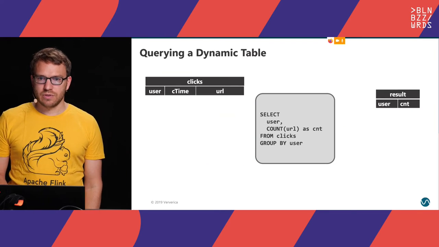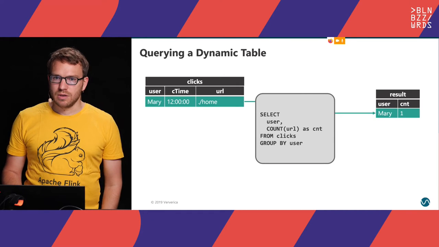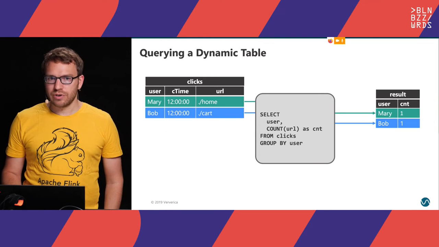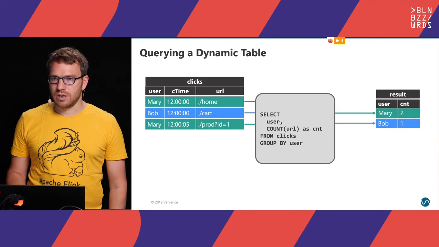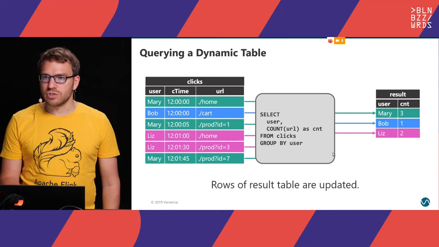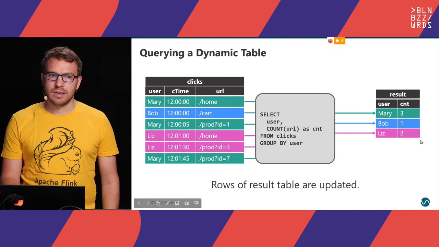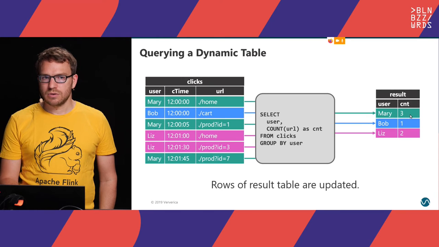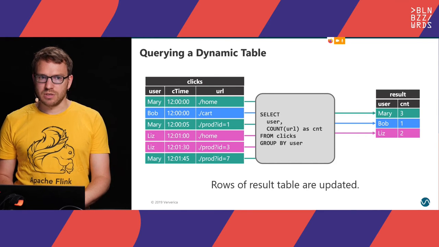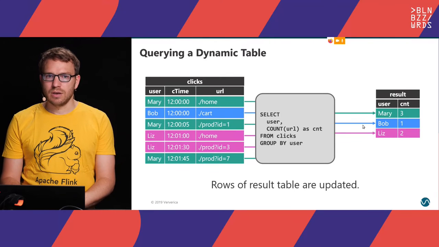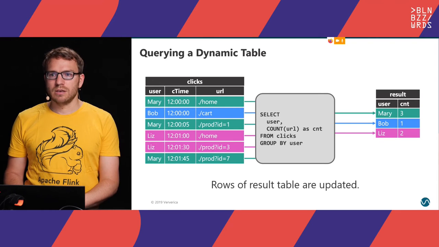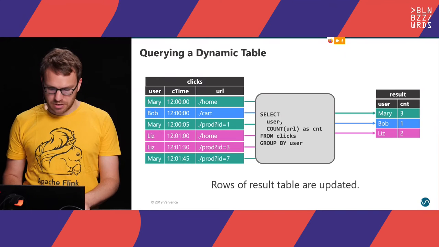If we run a different query, this is the query that we had in our other example before, or a similar query, we now have an aggregation query. And if we run the query, the result table gets updated. Here you see that the rows of the result table need to be retracted. So we need to update some of the rows that we already emitted and change them whenever we see new data. The behavior of this query is different in this regard from the other one, because we need to change some of the results that we already emitted.